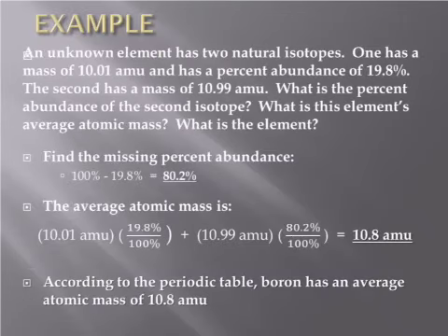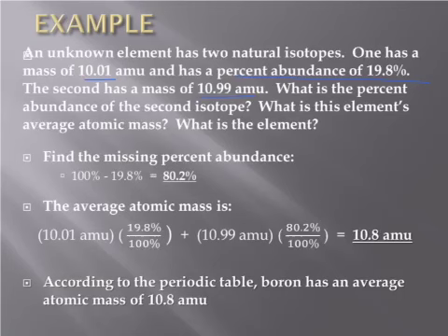It says you have an unknown element that has 2 natural isotopes. So I'm dealing with 2 isotopes instead of 3 or 4. One isotope has a mass of 10.01 AMU. AMU stands for atomic mass unit. And its percent abundancy is 19.8%. The second isotope has a mass of 10.99 AMU. What is the percent abundance of the second isotope? What is this element's average atomic mass? And what is the element? I've got 3 questions here.